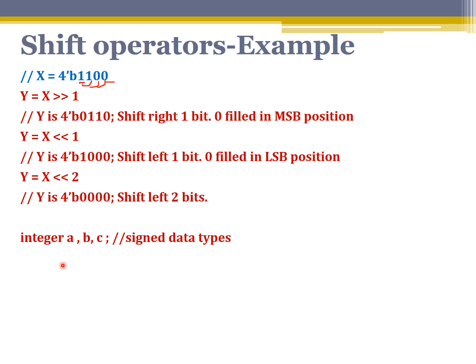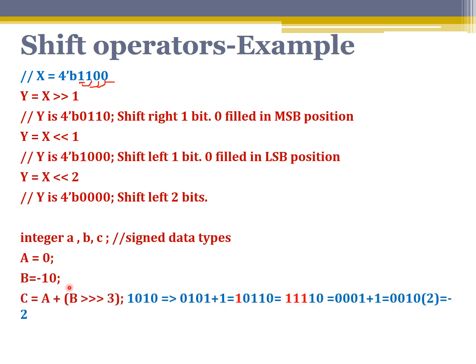Let's take another example where we have declared integers a, b, c. We say a is 0, b is minus 10, and we say c is a plus b, right shift by 3. So this is arithmetic right shift. In arithmetic right shift, what happens is we are going to retain the sign of the MSB bit. So let's see how it works.